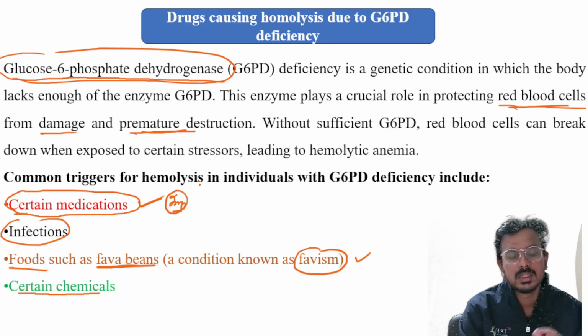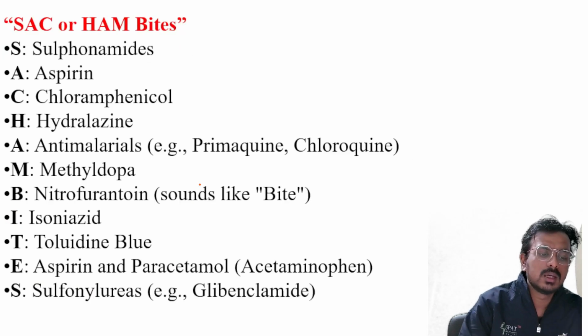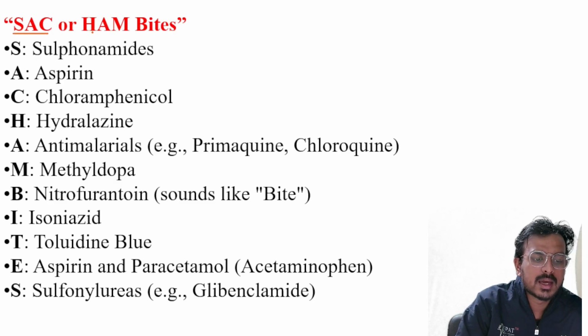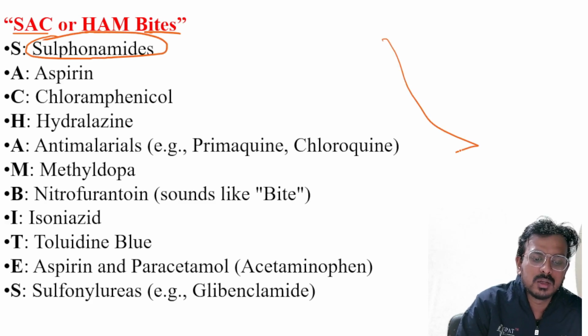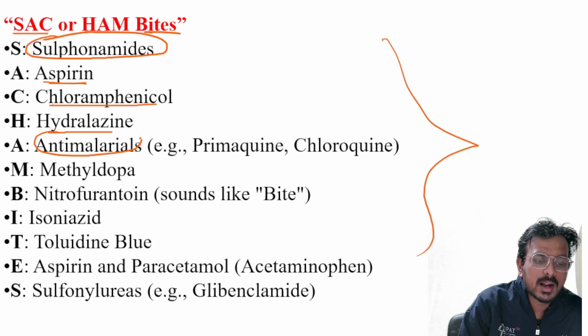To remember this, you have to remember one simple mnemonic: SAC OR HAM BITES. So the mnemonic is SAC OR HAM BITES. S is for sulfonamides, very important. This chart is very important from the exam point of view. Sulfonamide, A for aspirin, C for chloramphenicol, H for hydralazine, A for antimalarial.